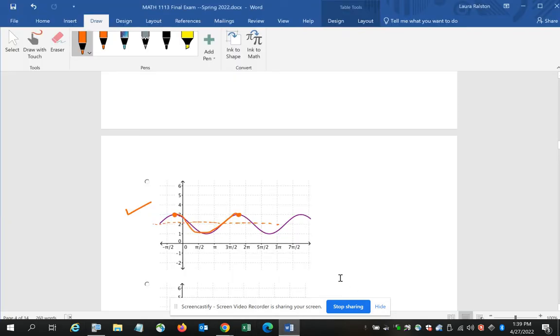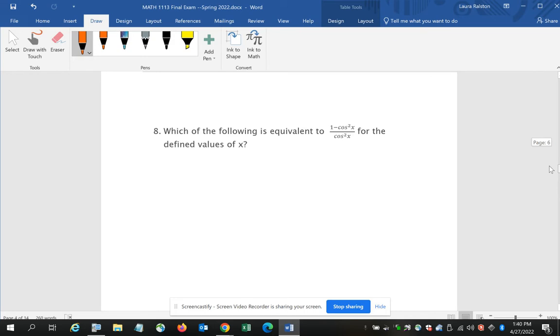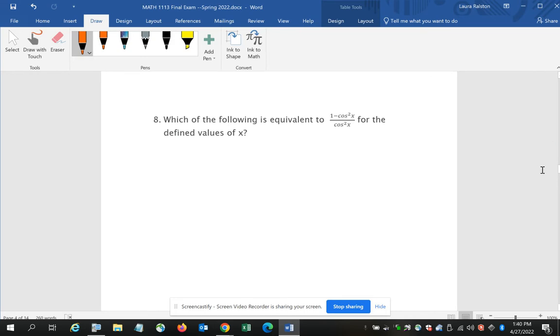All right, let's move on. Number 8 says, which of the following, and it's a multiple choice question, is equivalent to 1 minus cosine squared x divided by cosine squared x for the defined values of x.